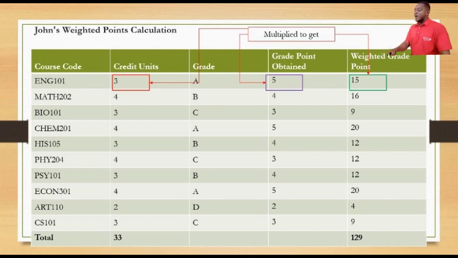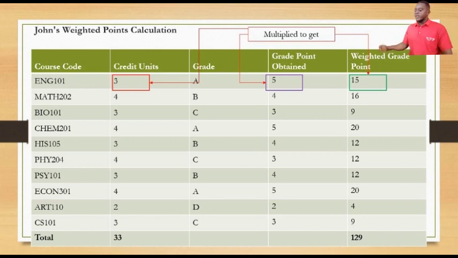For Maths 202, we have 4 times 4, which gives us 16. And this is what was done for all of the courses. At the end of the day, all of these points were summed up. The total weighted grade points were summed up, and we obtained 129 points. And then the credit units were also summed up, and that gave us 33 credit units.